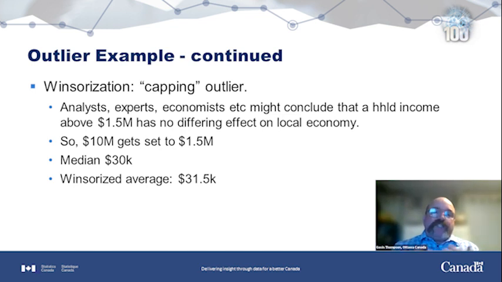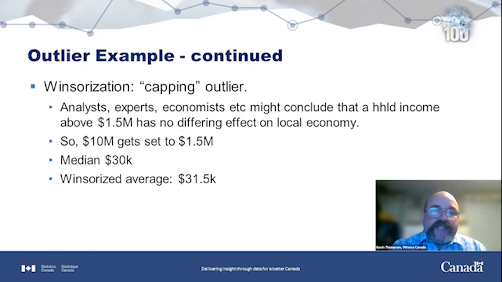So if someone moves in that's making $1.5 million, maybe new cars are getting purchased, maybe new things are getting built. But if the income then goes up to $2.5 million, it doesn't change. All of the money that they make over this $1.5 million is going outside of the community. They're investing this in other businesses. They're doing other things with it. So everyone with a value of over $1.5 million just gets set to $1.5 million. And you have to put this in your results, that this is what you're doing. So the median is 30,000, and this new Windsorized average goes up to 31,500.